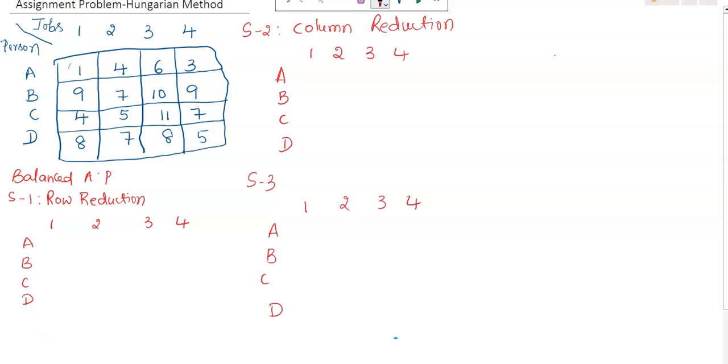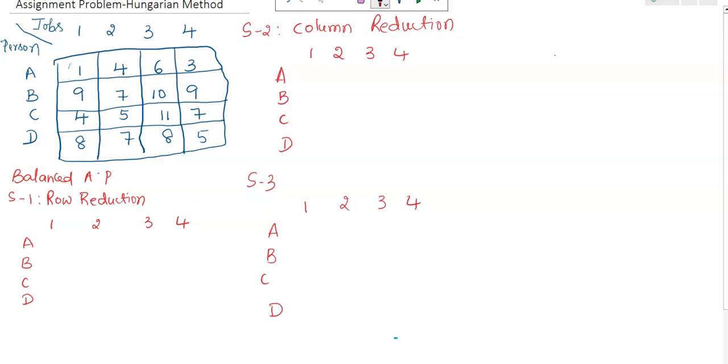In today's session, we are going to discuss a problem based on the assignment problem using the Hungarian method. They are given the assignment problem with jobs versus persons, where the jobs are allocated to the respective persons. Now we have to check whether it is a balanced assignment problem or an unbalanced assignment problem.